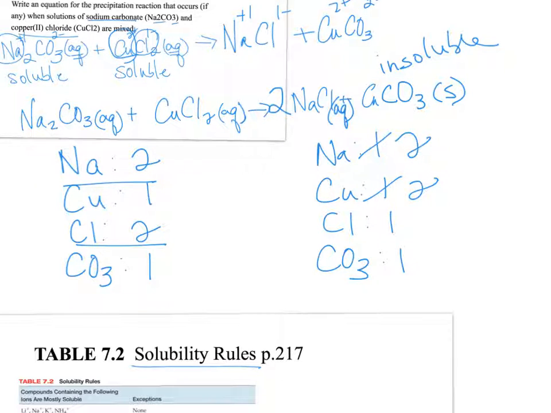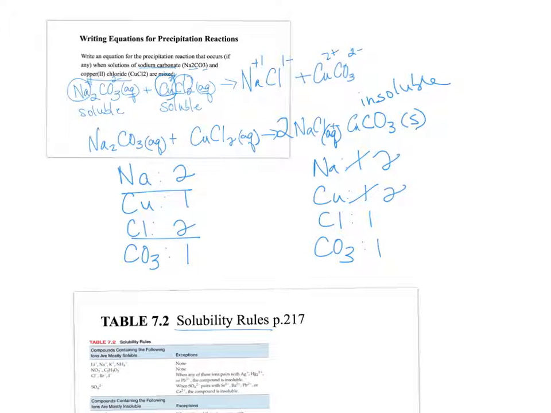So when we combine our sodium carbonate with copper chloride, we are going to form two new compounds. That's going to be sodium chloride and copper carbonate, and it's the copper carbonate that is insoluble and therefore is a solid in the solution, and this will be our precipitate.